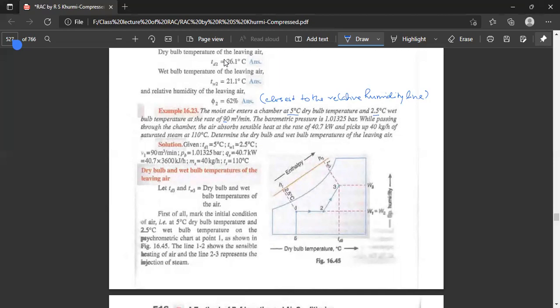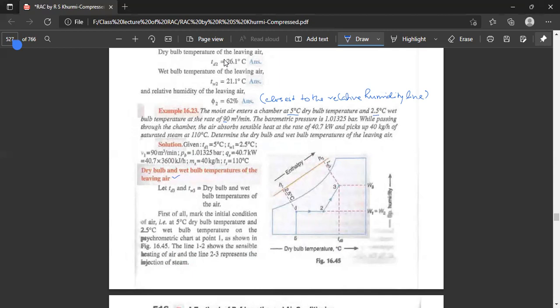Now we have to calculate the dry bulb and wet bulb temperature of the leaving air, T3. First of all, mark the initial condition of the air, that is 5 degrees centigrade dry bulb temperature and 2.5 degrees centigrade wet bulb temperature.